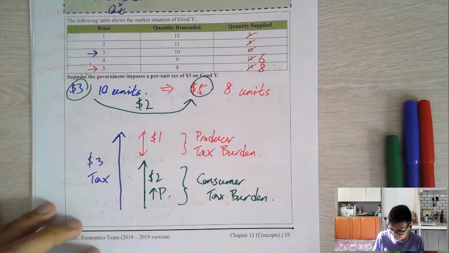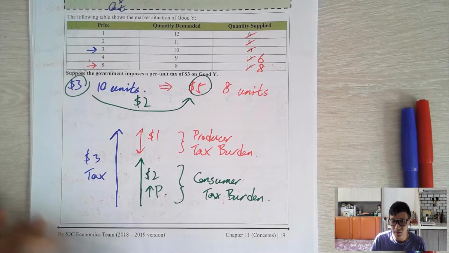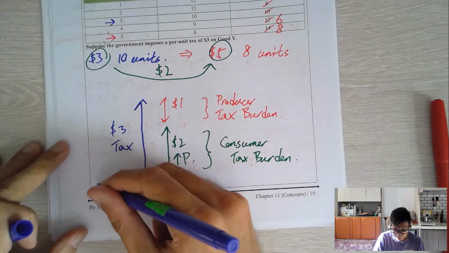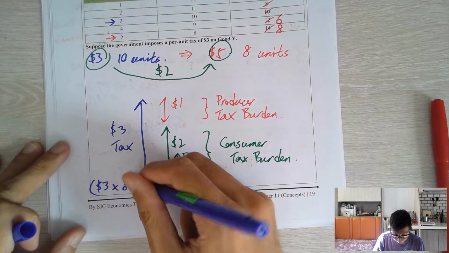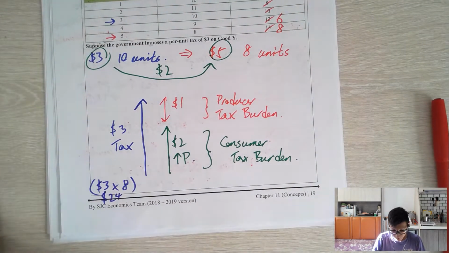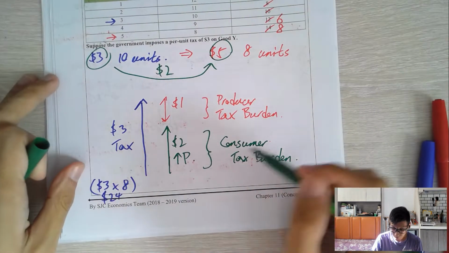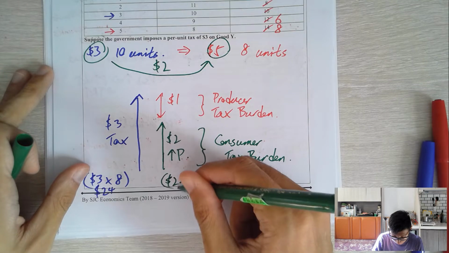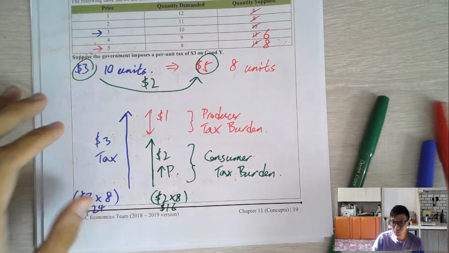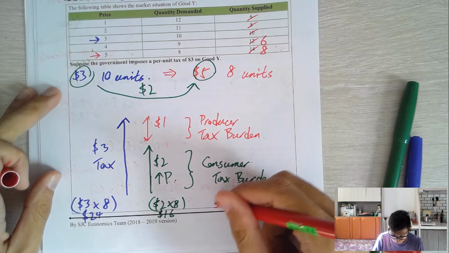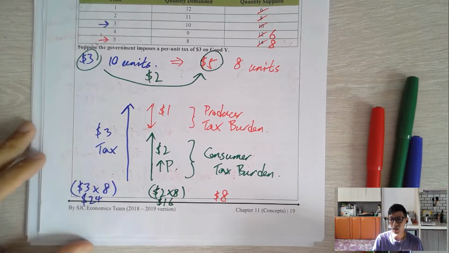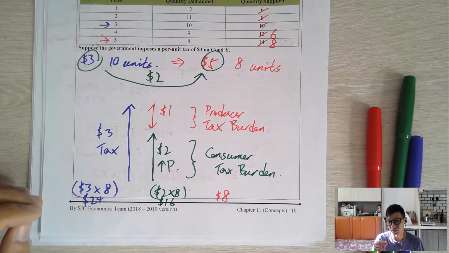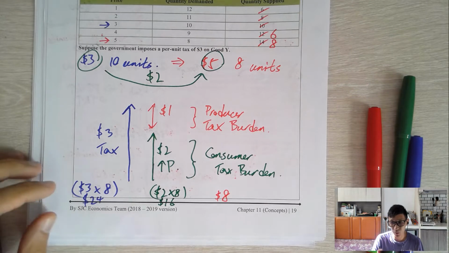Of course, if you want to calculate the total, right? We also know that 8 units. So here, the total tax payment here would be $3 times 8, which would be $24. And in this $24, the consumer would bear $16 and producer would bear the rest of the $8 of tax burden. Okay, 得唔得? So this is the concept of tax burden.